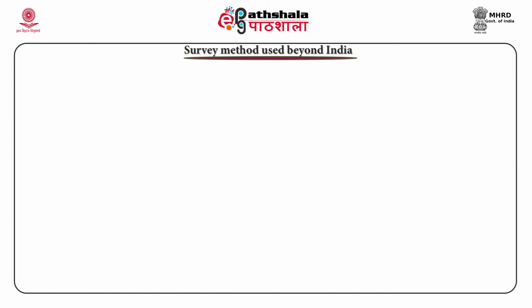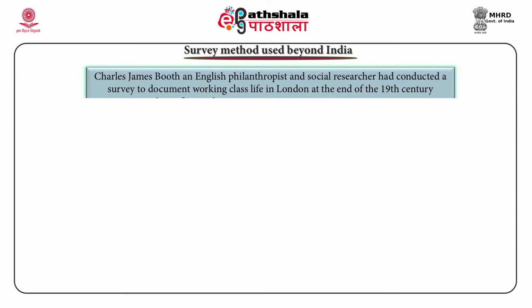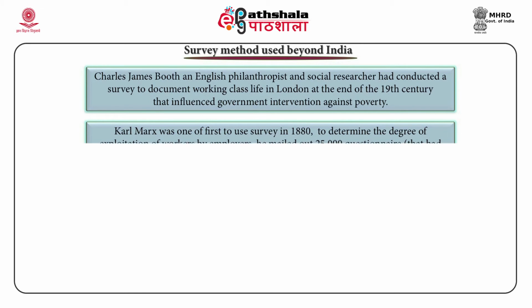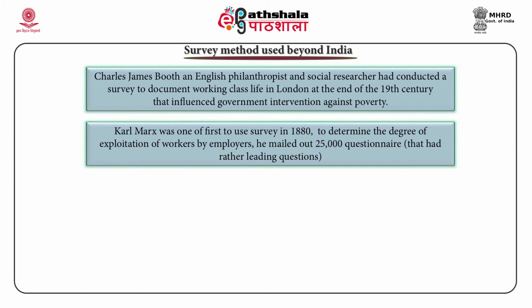Different survey methods used beyond India began from the 19th century. Charles James Booth, an English philanthropist and social researcher, conducted a survey to document working class life in London at the end of the 19th century that influenced government intervention against poverty. Karl Marx was one of the first to use a survey in 1880 to determine the degree of exploitation of workers by employers. He mailed out 2,500 questionnaires.